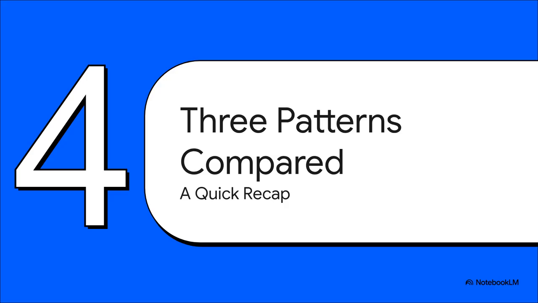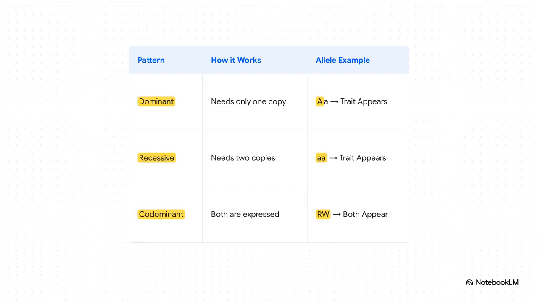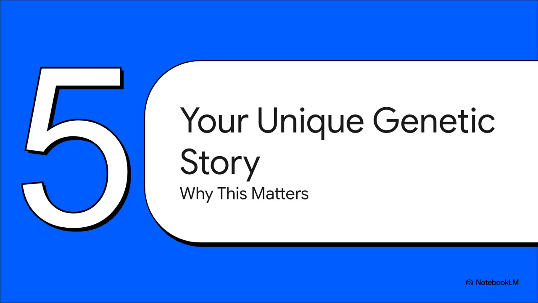Okay, I know that was a lot, so let's do a quick side-by-side recap. Seeing these three patterns all together is honestly the best way to lock in the differences. So let's just boil it all down. For a dominant trait, you only need one copy of its allele to see it. For a recessive trait, you've got to have two copies, and for codominance, both alleles show up together, side by side, sharing the work.